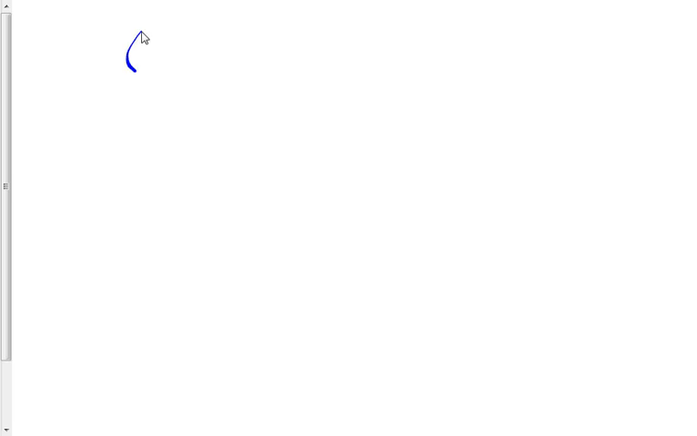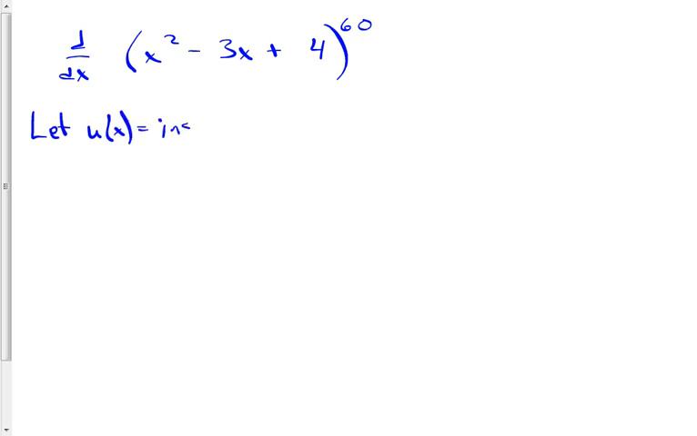What was that function? X squared, there was a 3x, there was a 4, and there was a 60th power. Okay. I want this derivative. There's two ways to do this. I'm going to use the dy and the du notation first, and then I'm going to use the composition notation second. So the first thing, what I'm going to do is I'm going to let u of x be the inside function.